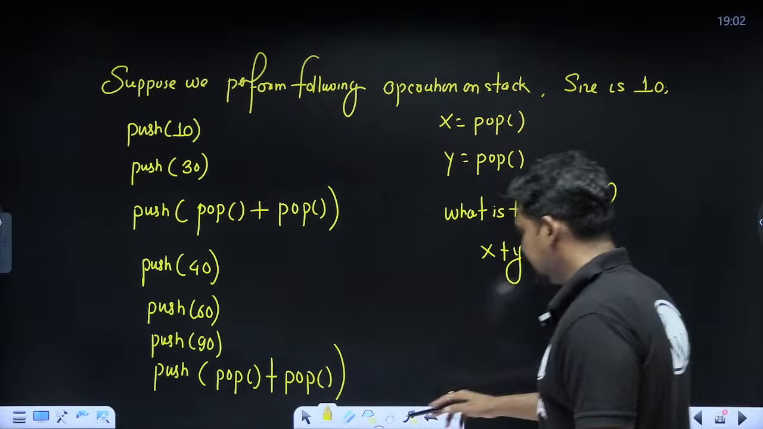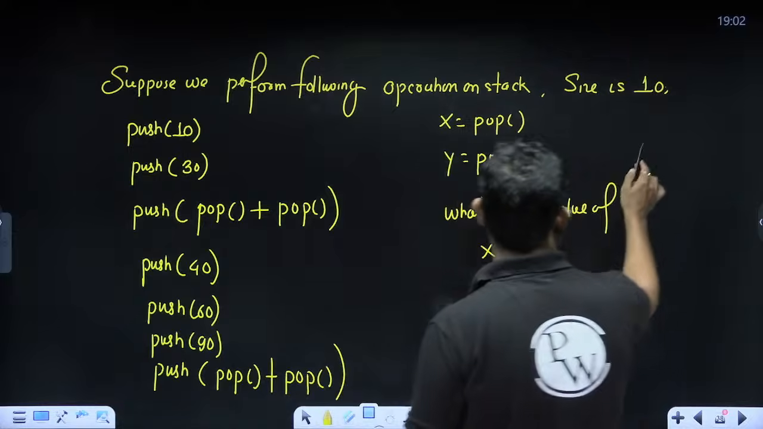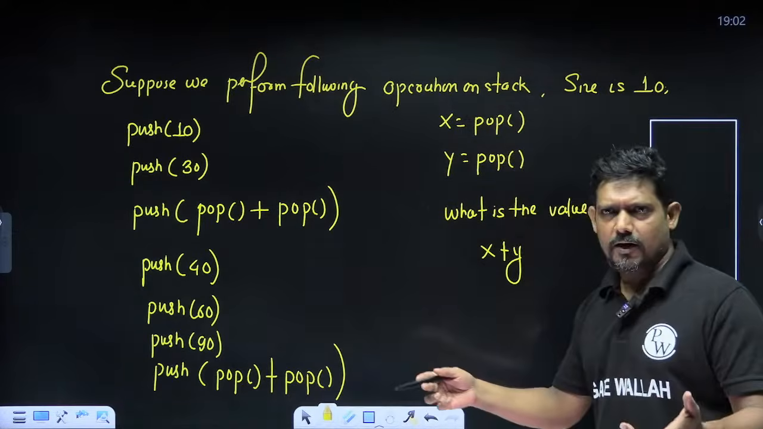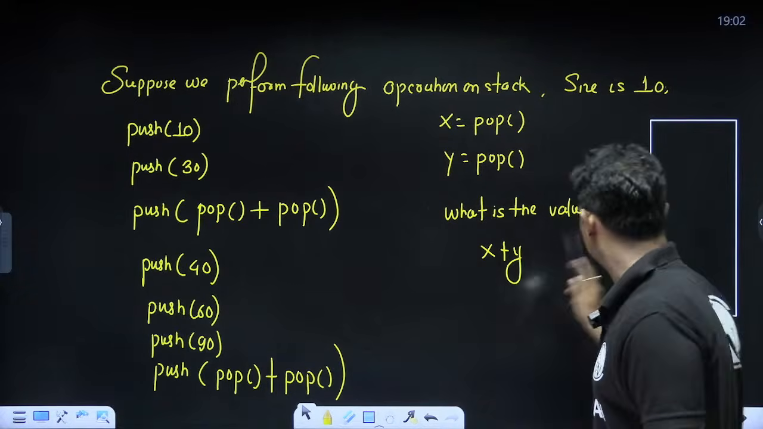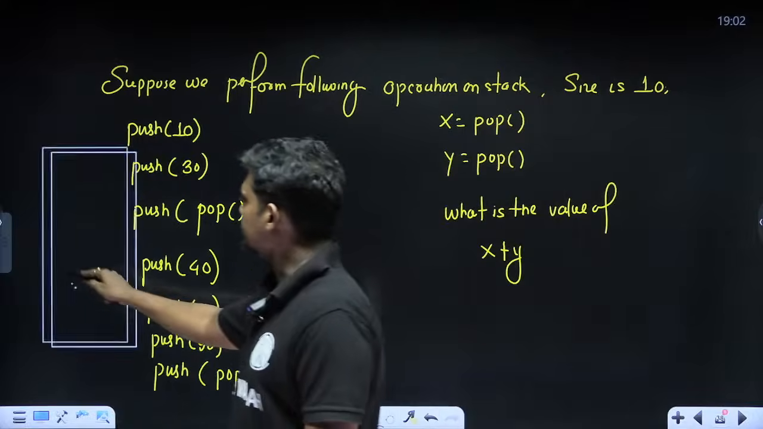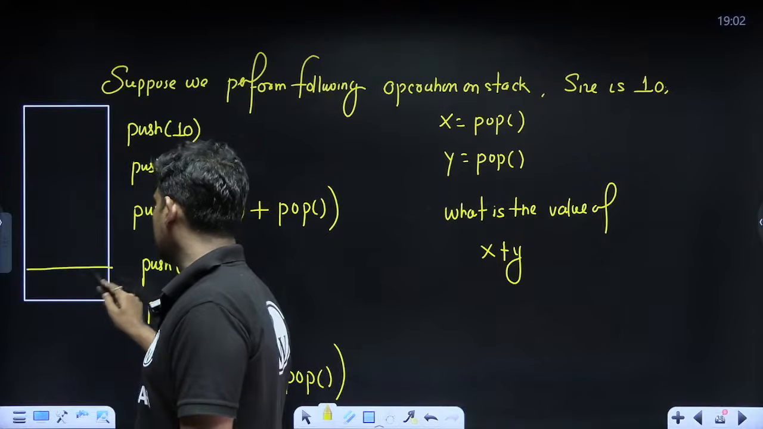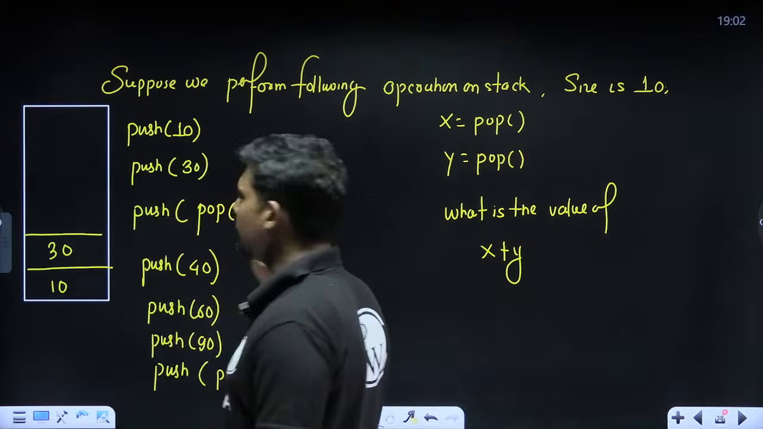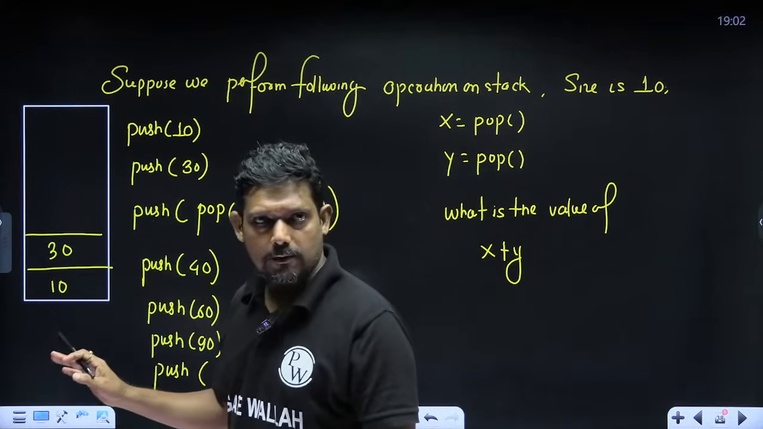Okay, let us see. Difficult problem? Only push and pop. Let me take this one here. Okay, 10, 30. So there is a 10, there is a 30. Now push, pop and pop. So 2 pop, 1 push. So now 30 and 10 will be popped together.